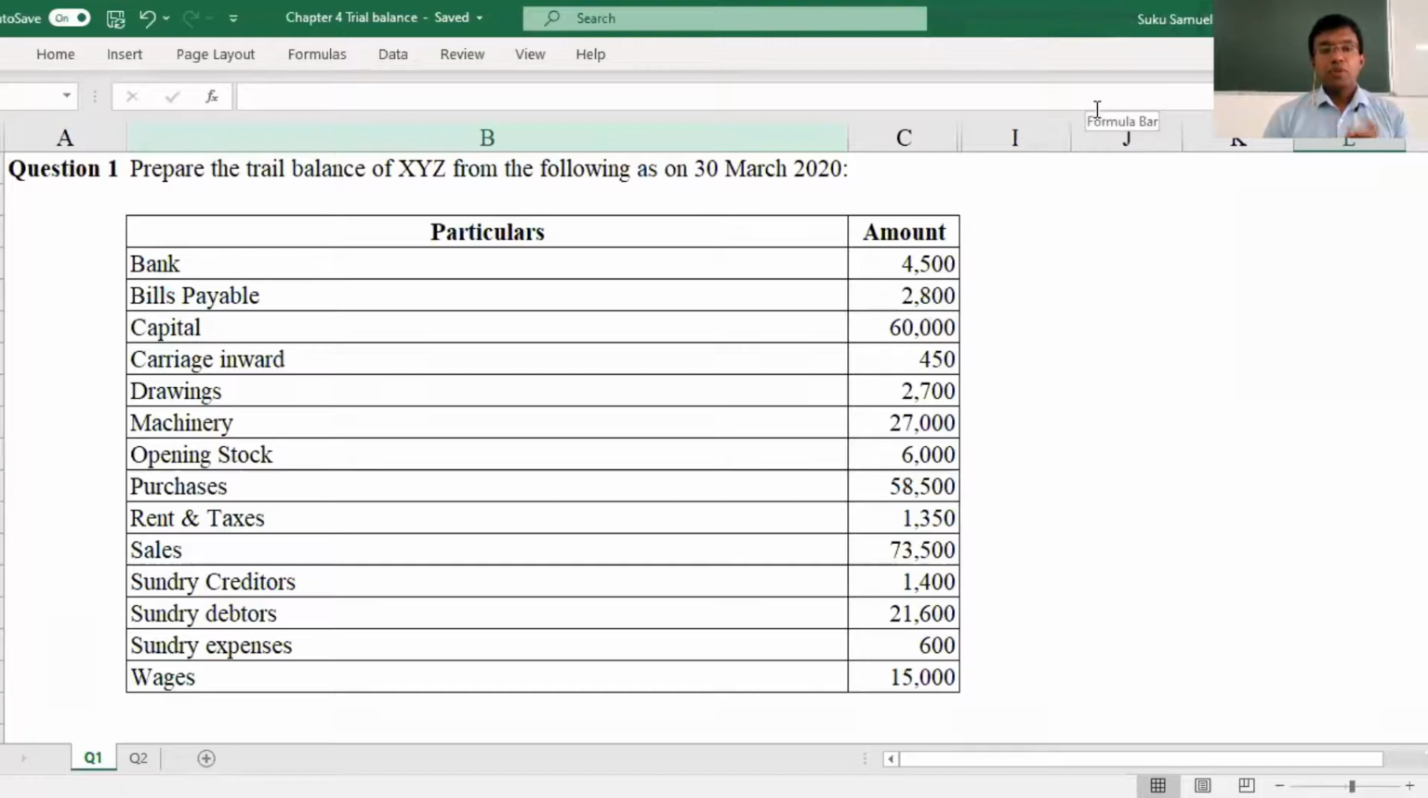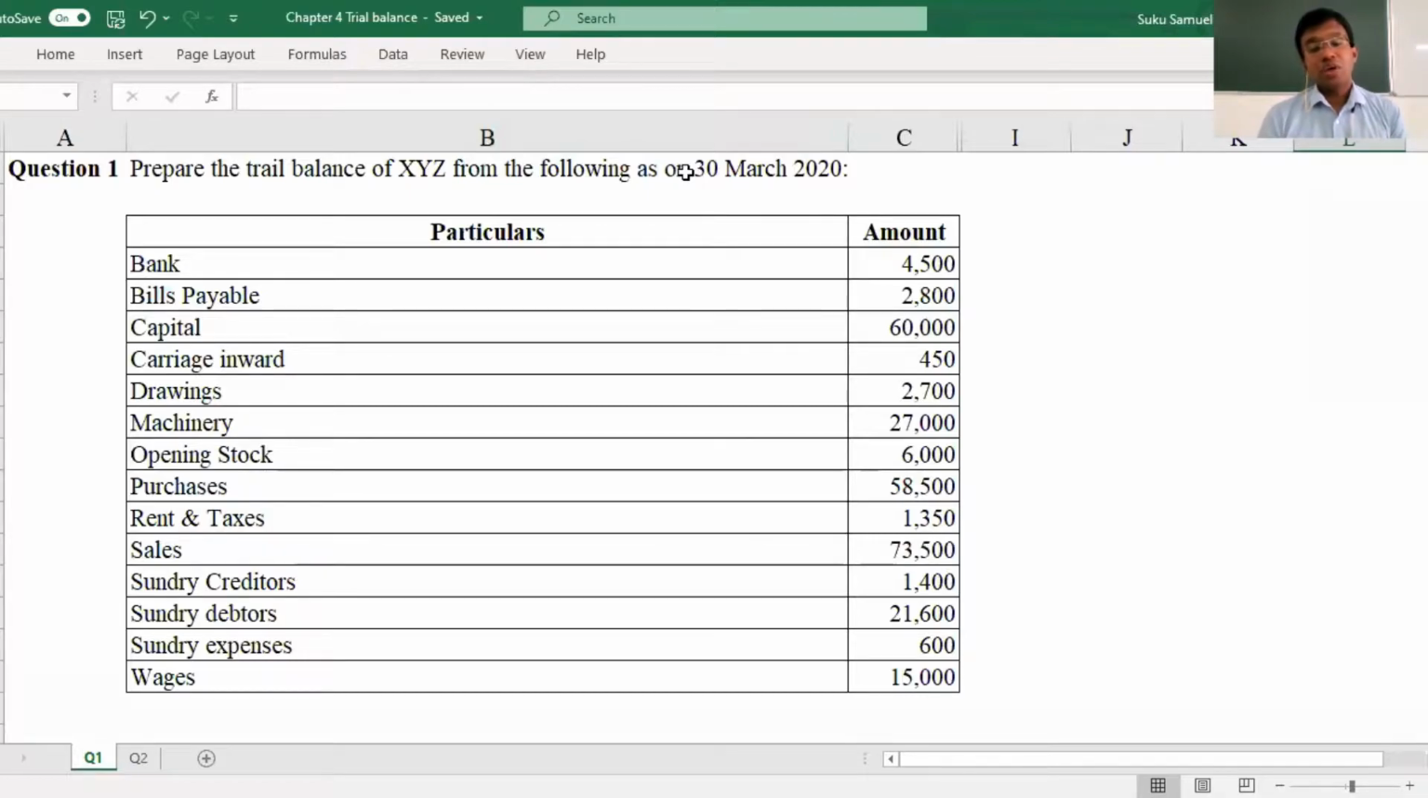In this session, we will be dealing with the preparation of a trial balance, and we have a question here. The question goes like this: prepare the trial balance of XYZ from the following as on 30th March 2020. They have given us the details of some items, and they are expecting us to prepare the trial balance.